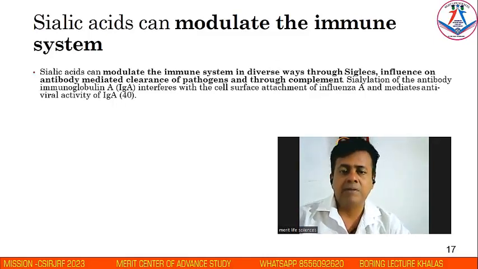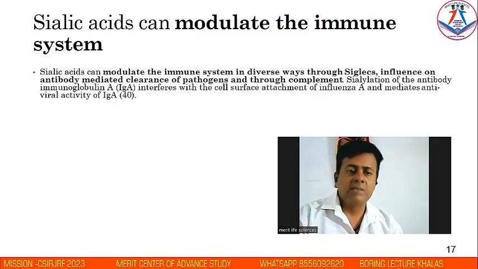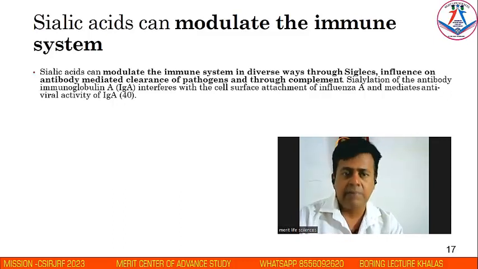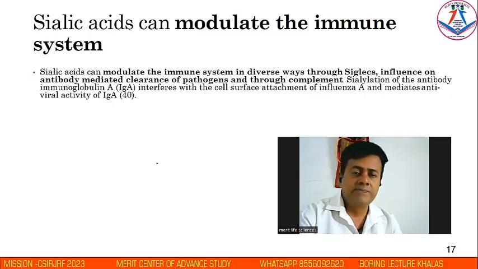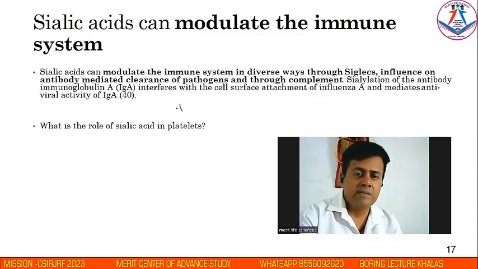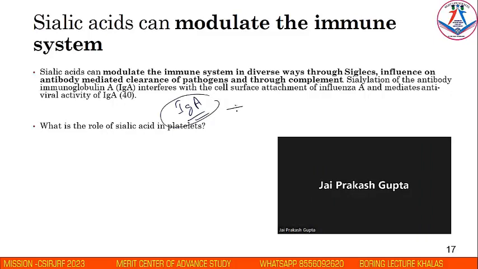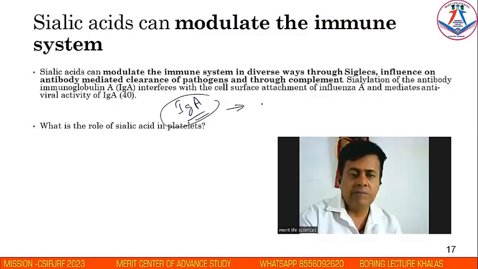So for example, if you are under attack of influenza virus, then the largest amount of immunoglobulin secreted will be IgA. Which immunoglobulin will be secreted? Tell me. IgA. But IgA will not be able to defend if there is an absence of sialic acid.